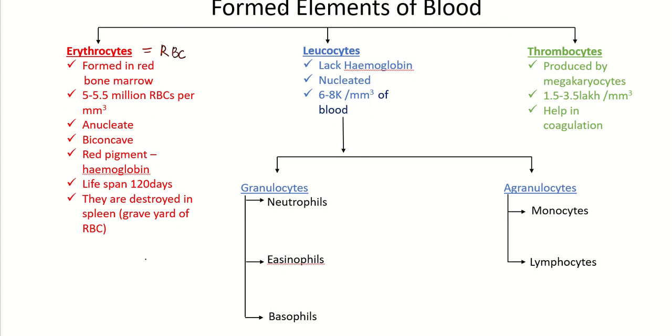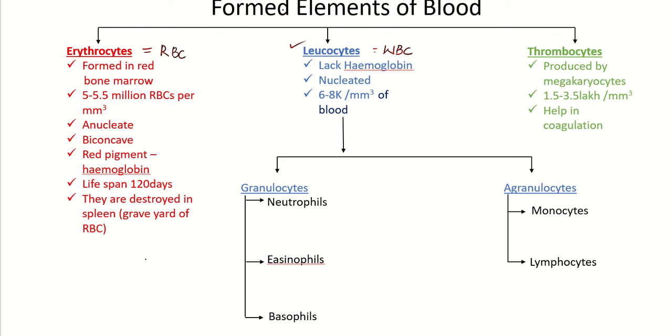Now we come to the second one, which is leukocytes. Leukocytes, as the name suggests, they lack hemoglobin, right? And they're also called as WBC since they lack hemoglobin. WBC is white blood cells. These cells are also formed in the bone marrow, but unlike erythrocytes, leukocytes are nucleated. The number of leukocytes per millimeter cube of blood is just about 6 to 8 thousands. So the number is very less when we compare with RBC.